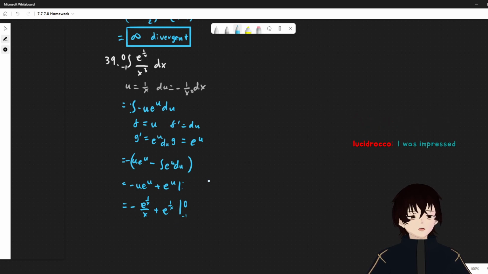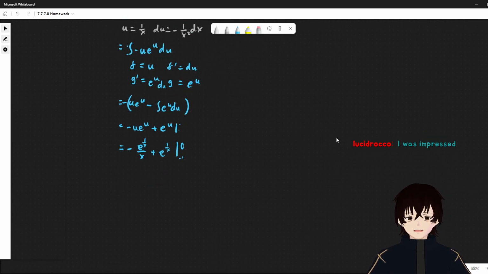Okay, our limit is gonna be 0. Limit as t approaches 0 from the left of negative e to the power 1 over x plus e to the power 1 over x. I can rewrite this.